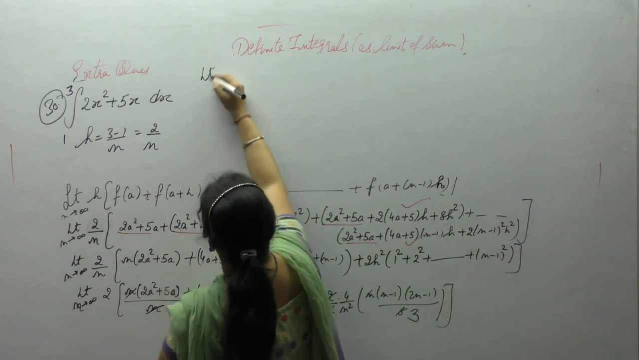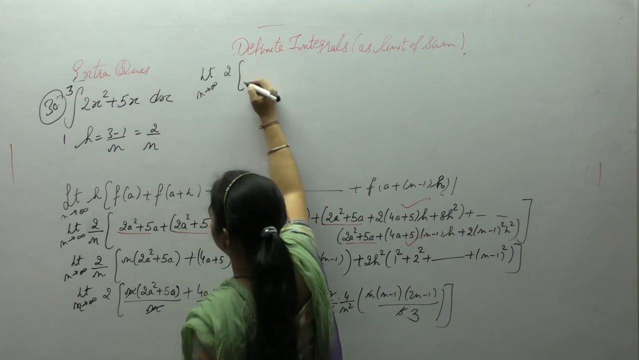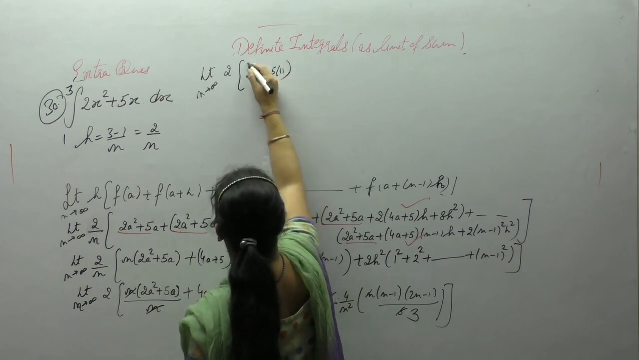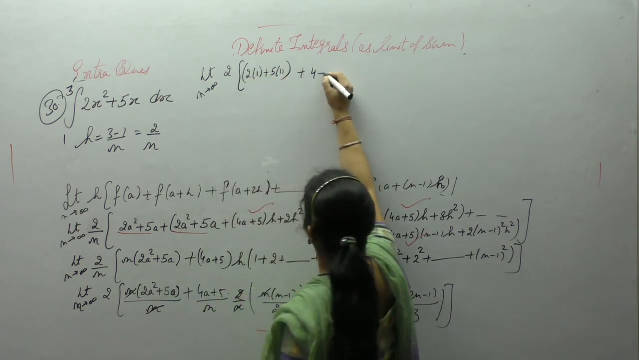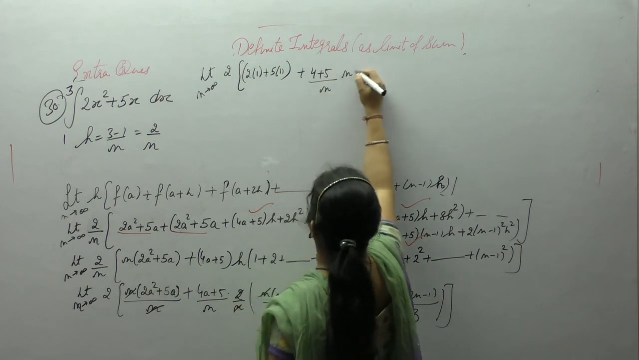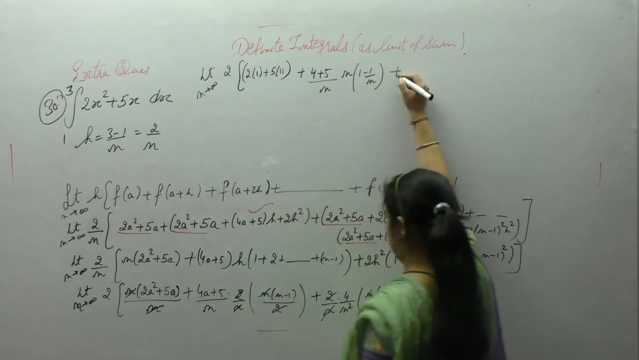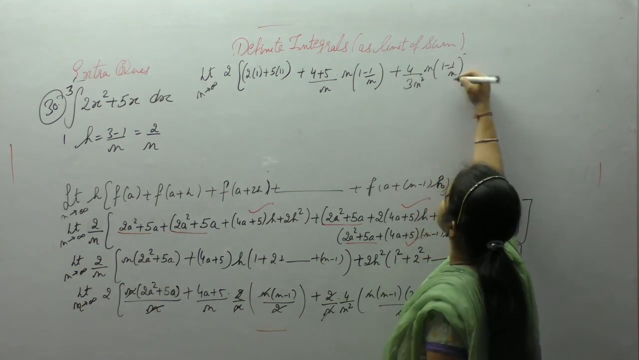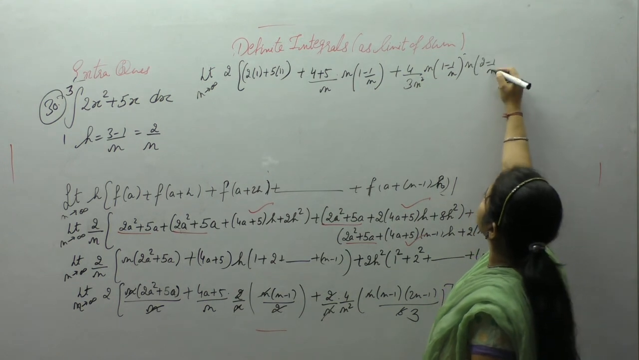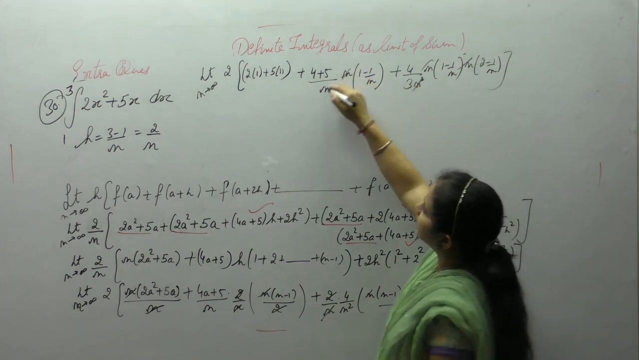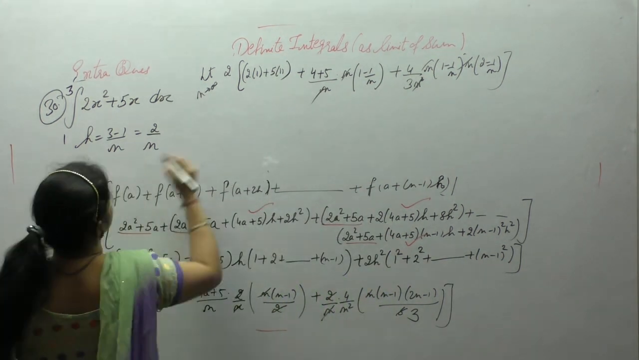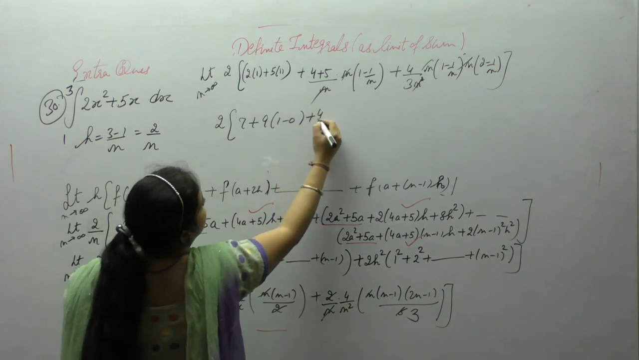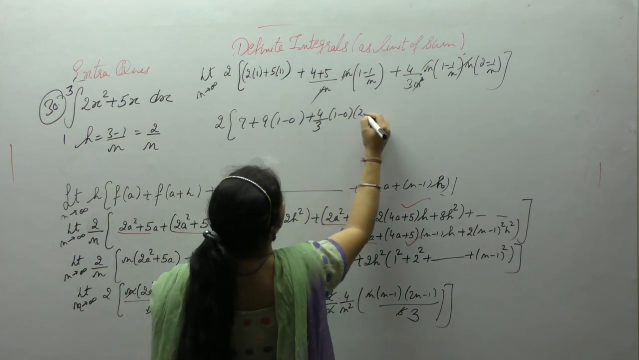Limit n tends to infinity, a square is 1, a is 1: 2 into 1 plus 5 into 1, 4 into 1 is 4 plus 5 by n. Take n common: 1 minus 1 by n, 4 by 3 n square, n into (1 minus 1 by n) and n into (2 minus 1 by n). Now put the limit n tends to infinity: 2 plus 5, 7, 9, 1 minus 0, 4 by 3, 1 minus 0 and 2 minus 0.